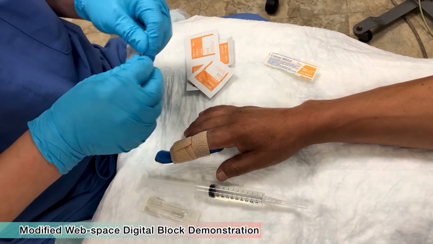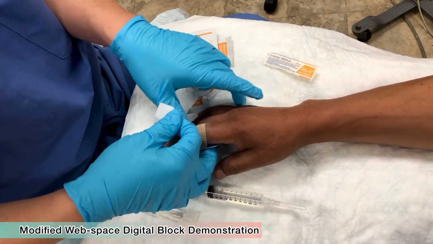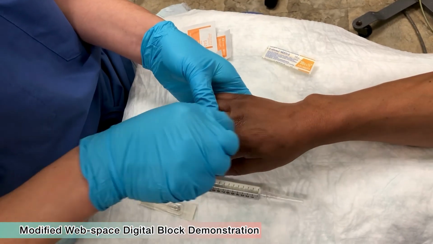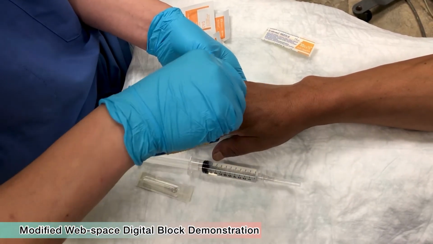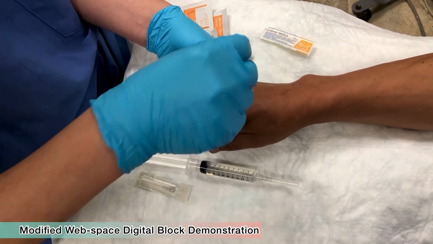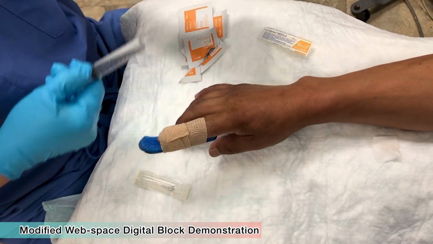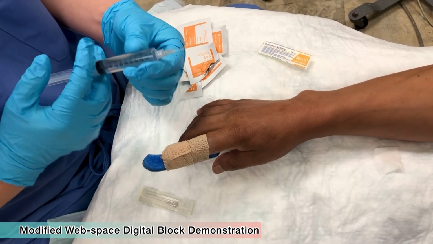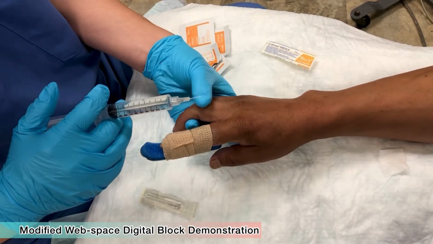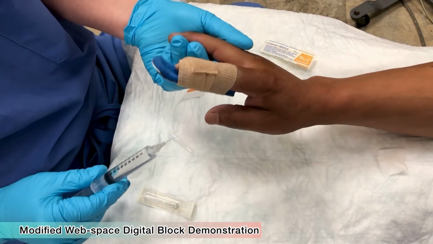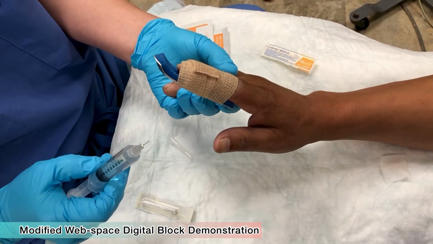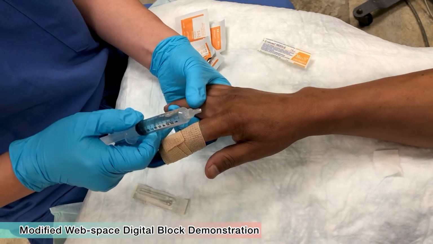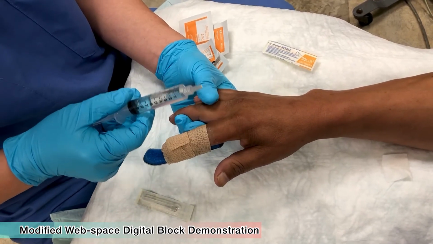Okay, so now I will clean the web space. This gentleman had an injury of his right index finger. Generally, a digital block is very painful, especially when injected through the palm side. So you would need to give sedation before you do it.